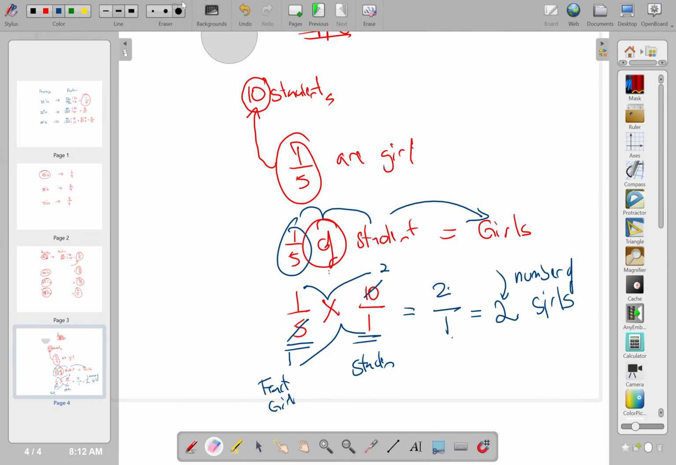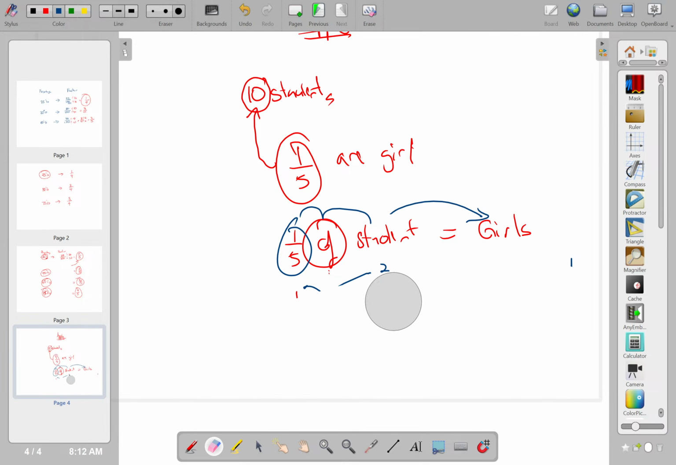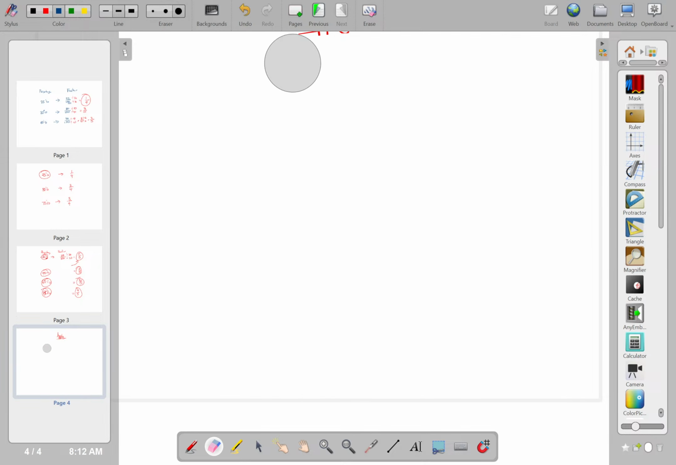Let's go again. Ready, set, go. I want to make sure that that kind of sinks in. All right? Ready, set, go. Now I'm going to do the percentage version. You can't just have 20%.